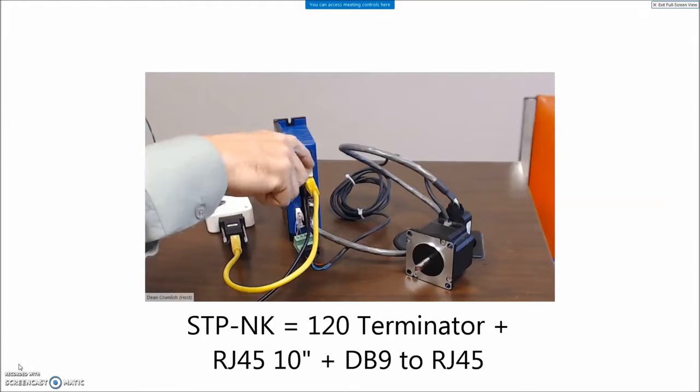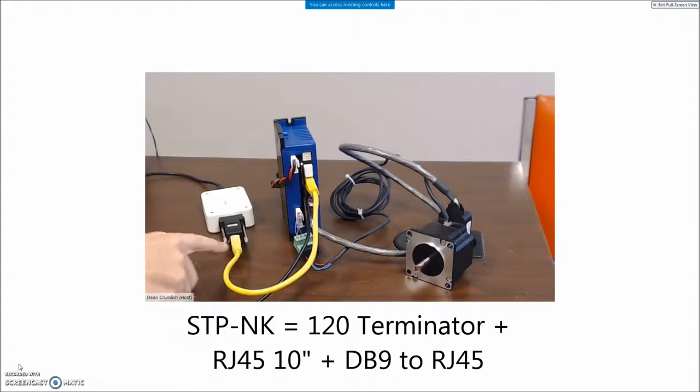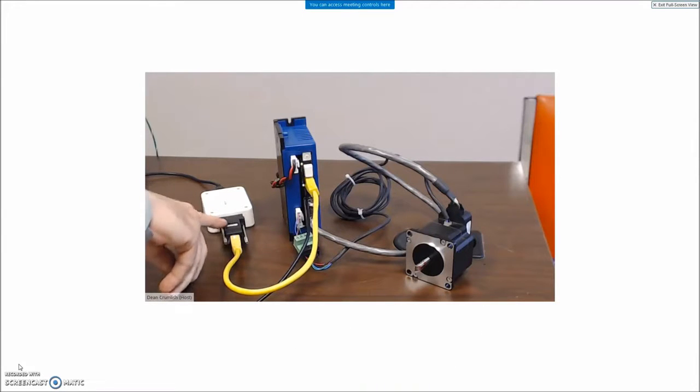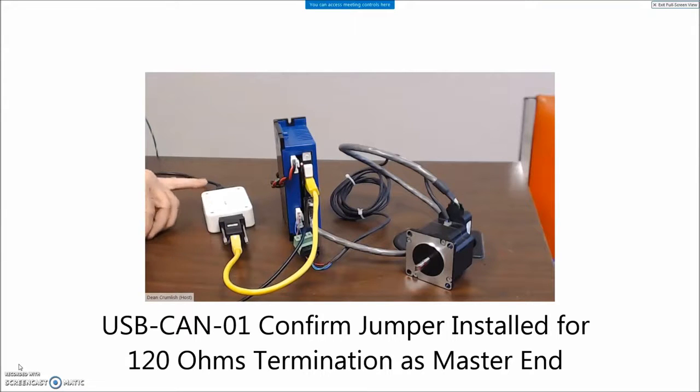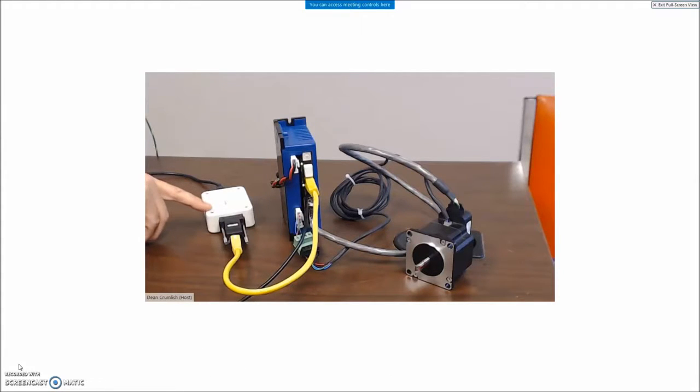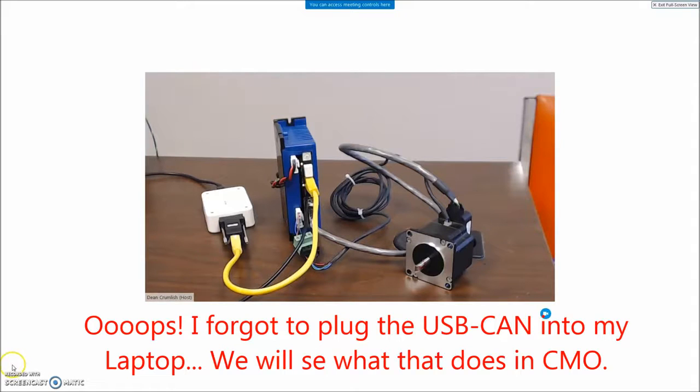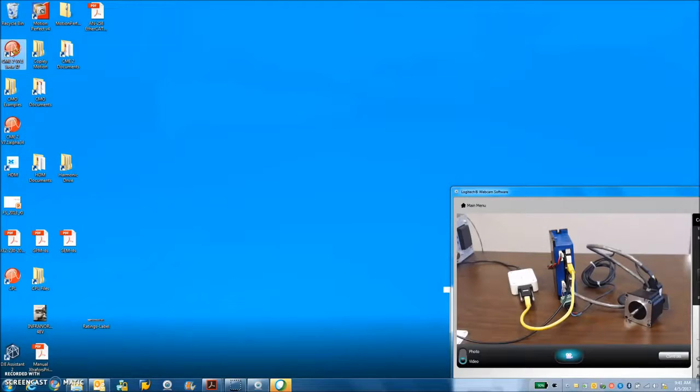I have a 120 ohm terminator. I have RJ45 Cat5 cable and RJ45 to 9-pin D-sub adapter, the Copley USB to CAN adapter. I checked this out with CanView to check the network, and it looks good. There's a terminator at this end, so both ends of the network are terminated, and this goes and plugs into the laptop.